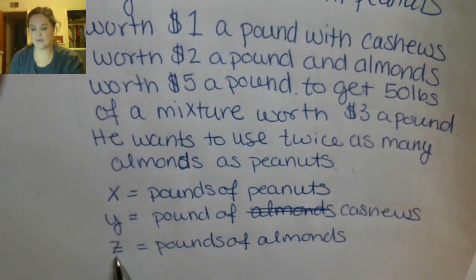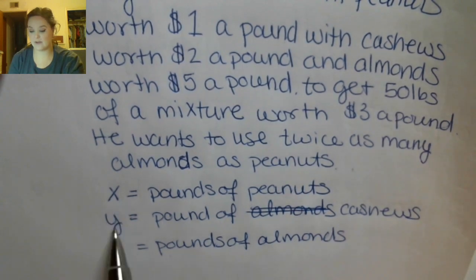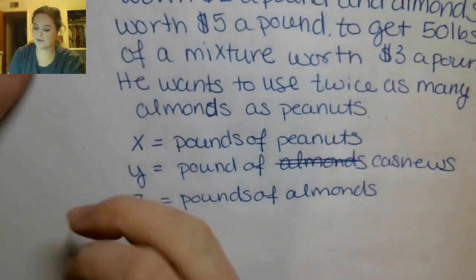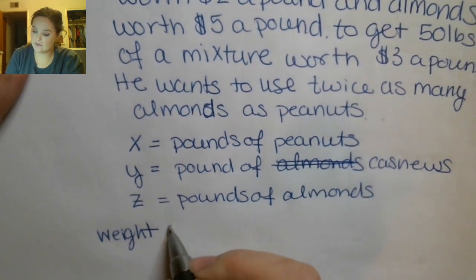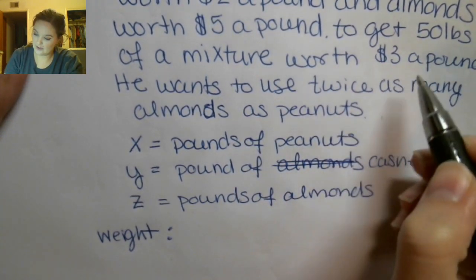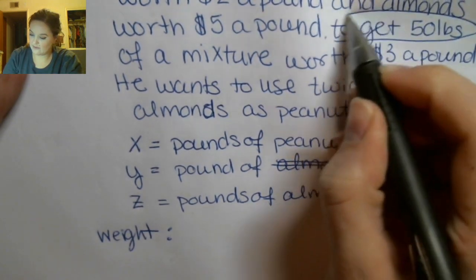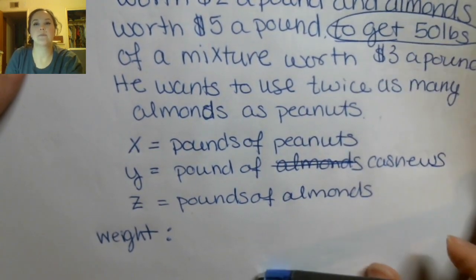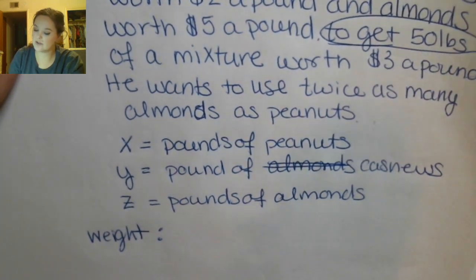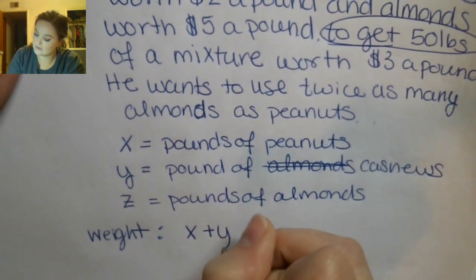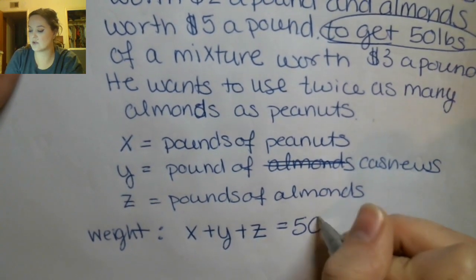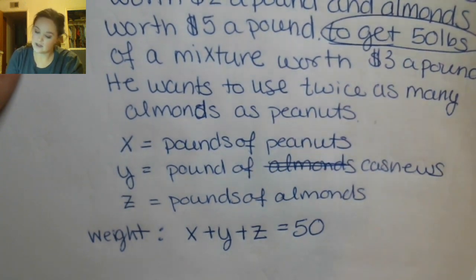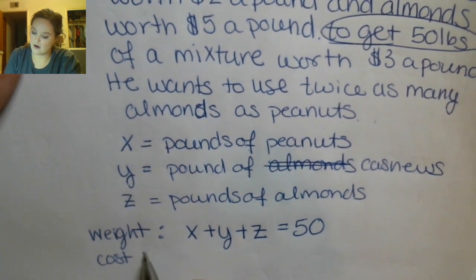Okay, so because we have three variables, we really want to have three equations. So I'm going to write the first one about weight. If you look in the question, you want to get 50 pounds. So this is really important. That means when you mix them all together, you add all three of these together, you want 50 pounds as the total weight.